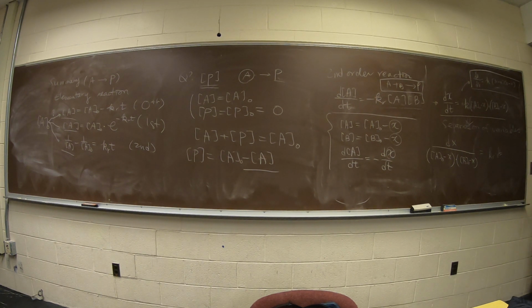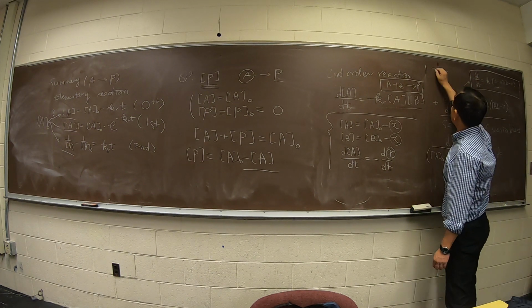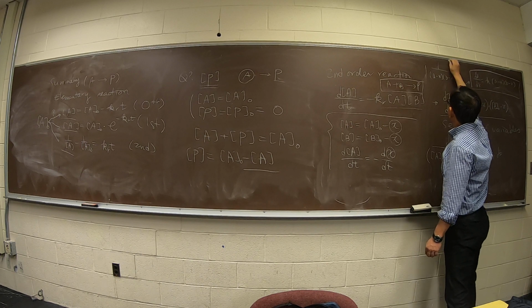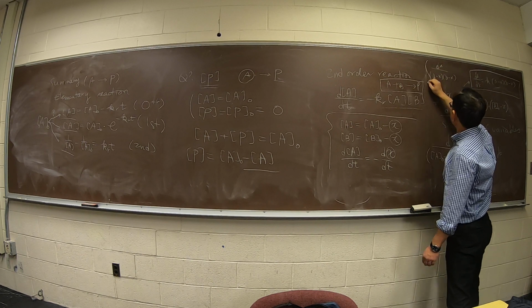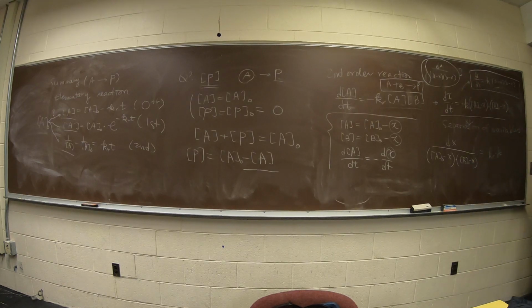So all you gotta do now is figure out how to integrate 1 over (a minus x)(b minus x) dx. How to do that. This is something that we have to figure out, and it's doable. Okay?